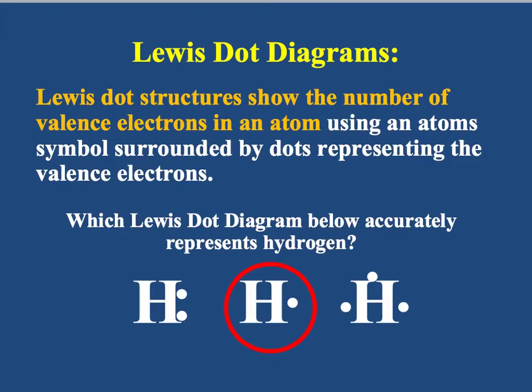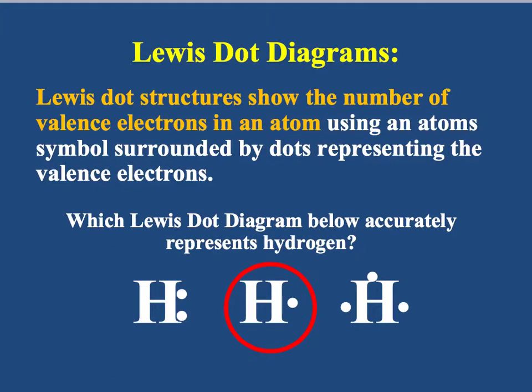Now we're talking about Lewis dot diagrams. So we're filling out the bullet point that says Lewis dot diagrams. What I want you to write is that Lewis dot structures or diagrams show the number of valence electrons in an atom. And then I want you to draw this as an example. So hydrogen would be the element, and it only has one valence electron, so we put 1 dot around the hydrogen.